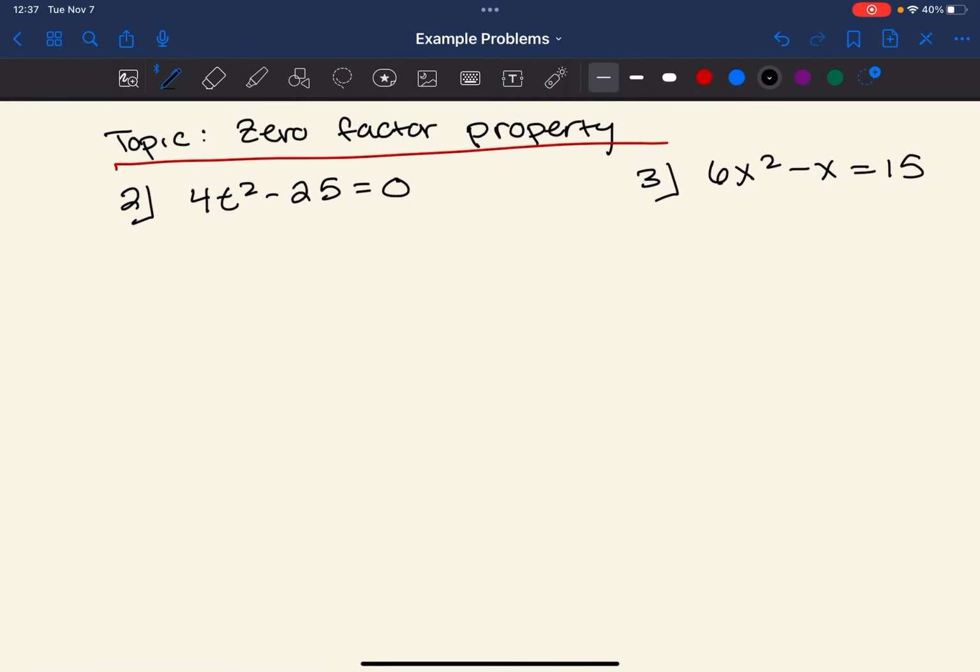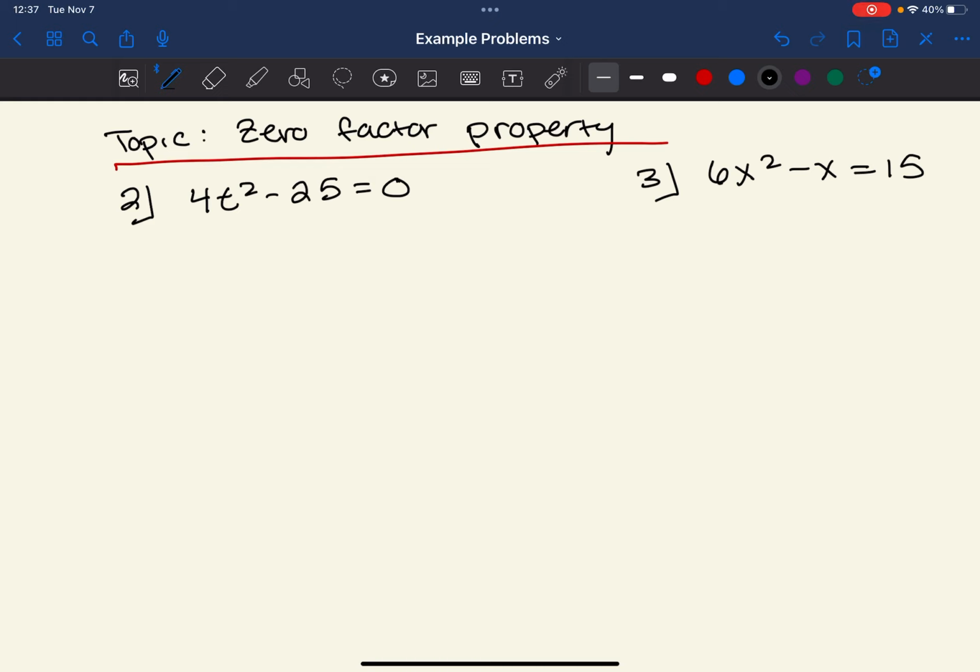For these examples, we're going to be looking at the topic zero-factor property. In these couple examples, a lot of them are a little unique. So starting with number 2, we have 4t squared minus 25 equals 0.